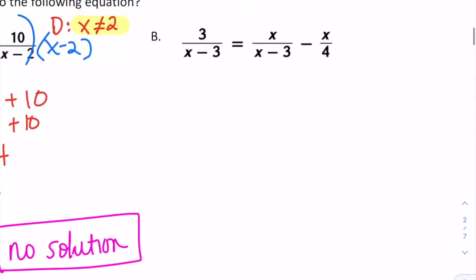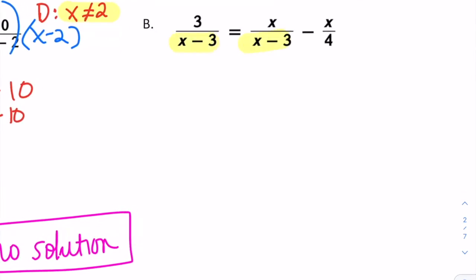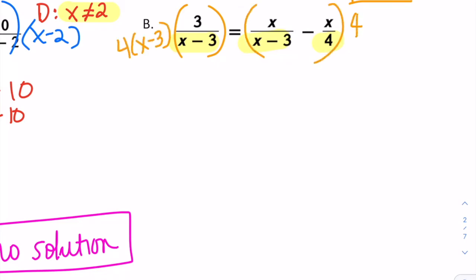Now for the next example, we can see right away in the denominator that x cannot equal 3. So that will be the restriction on the domain. And then looking at both sides, we have to make sure we include the 4 for the LCD, so that's 4 times x minus 3. Now when we multiply both sides by 4 times x minus 3, we'll be able to have some things cancel out. So let's first look at the left side. On the left side, the x minus 3 in the denominator and the numerator will cancel out, and we're left with 4 times 3, which is 12.